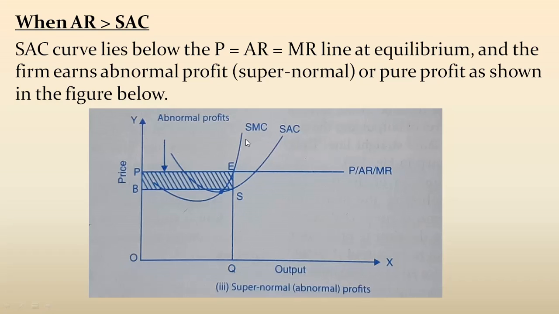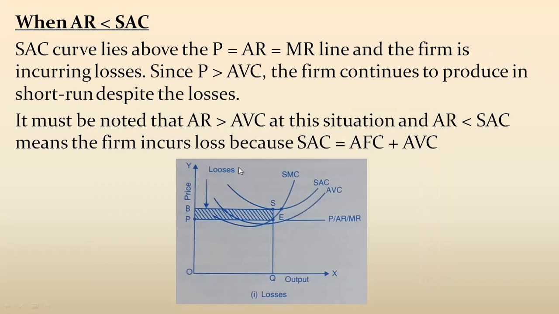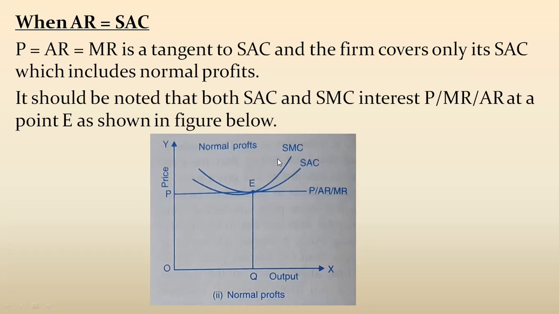SMC should be equal to P or MR or AR, whatever you say. So this is your point of equilibrium, and you can find this point of equilibrium everywhere. See, this point of equilibrium is lying here also, and here also.